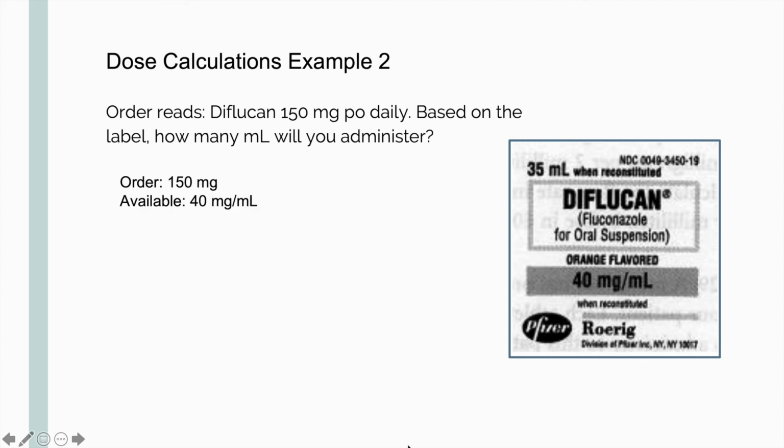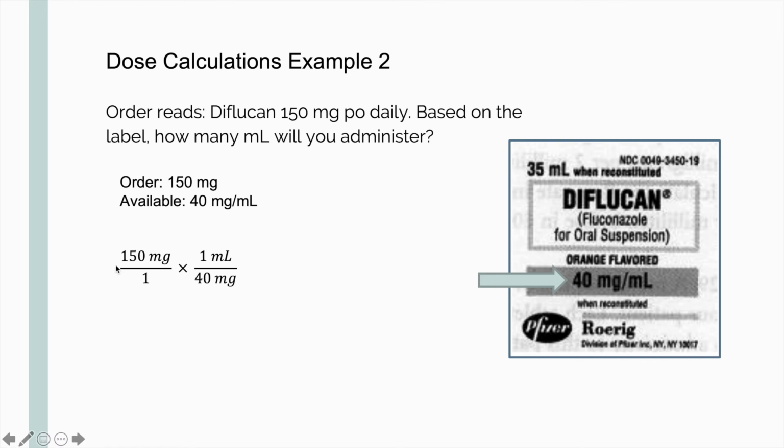So what we're going to need, again, is to write down our order. That tells us that the order is 150 milligrams, and the available part we'll get from our label. If you look over here where our arrow is pointing, 40 milligrams per milliliter, that is what is available. Now we're going to put it into dimensional analysis.